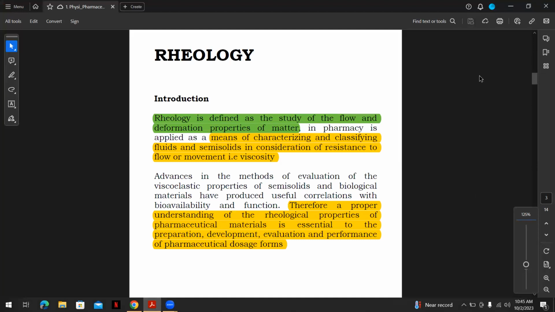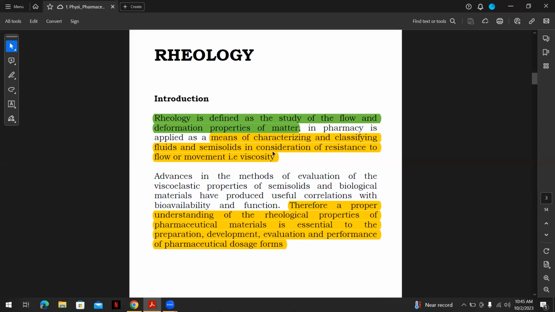So rheology is simply the study of flow and deformation properties of matter. And as we've seen, viscosity is resistance to flow. So viscosity is what we majorly talk about here in rheology. So you wonder, what is rheology for? Why am I studying rheology as a pharmacist?